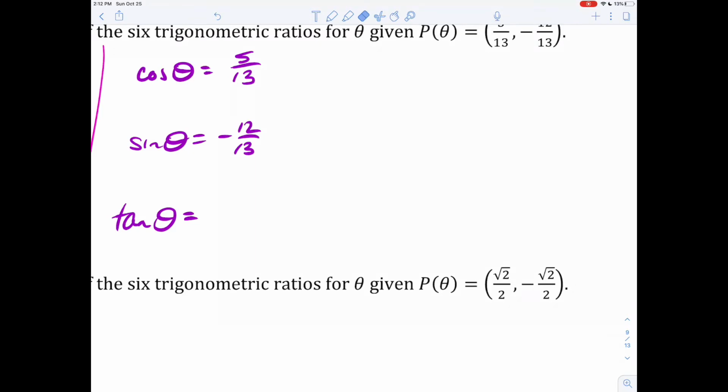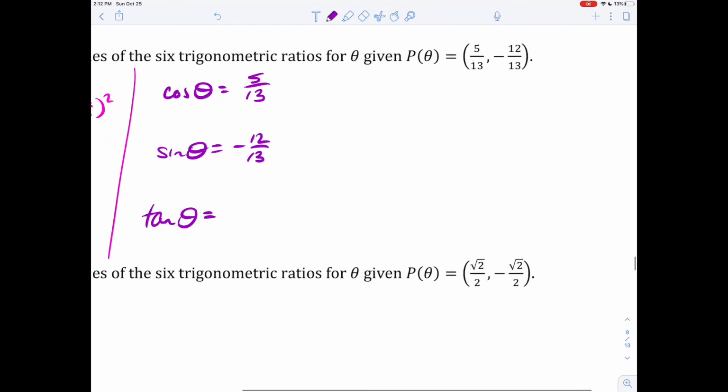So taking that into account, we've got negative 12 over 13 being divided by 5 over 13, which just gives us negative 12 over 5.